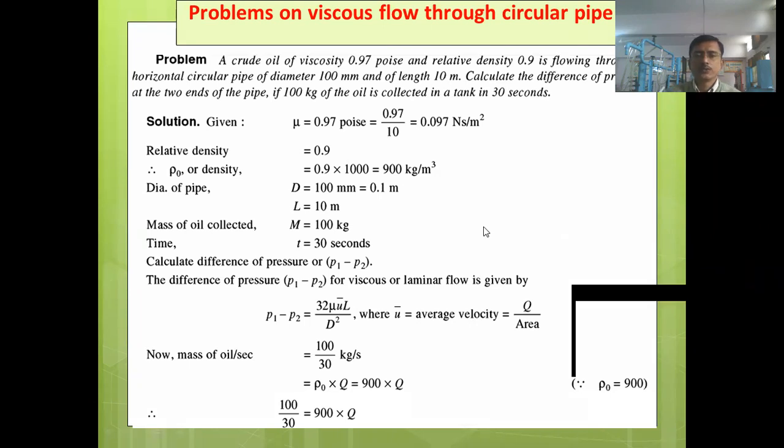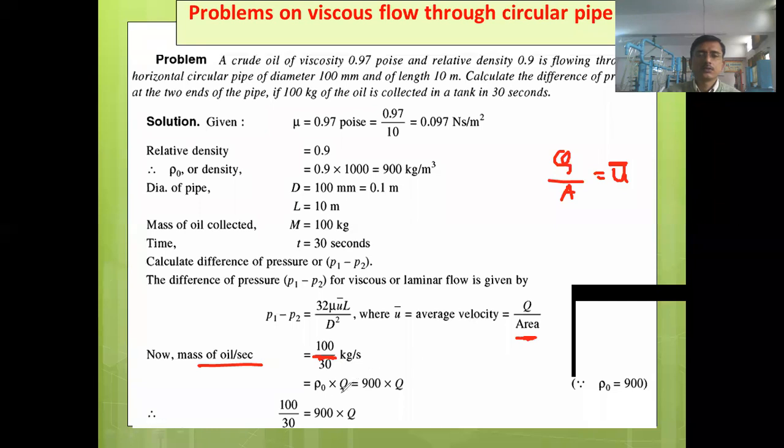Here u bar is the average velocity, and whatever velocity we get by dividing the discharge by the cross-section area, that velocity is nothing but the average velocity itself. Okay, so whenever we divide the discharge by area, we get the average velocity. So here, average velocity is Q upon area, and mass of the oil per second will be 100 upon 30. 100 is the kg and 30 is the time that is given here.